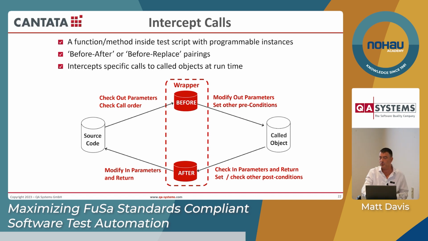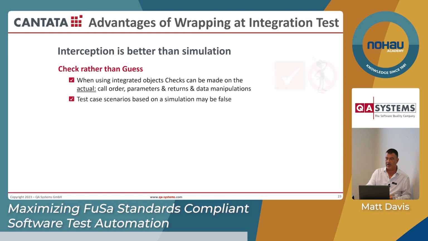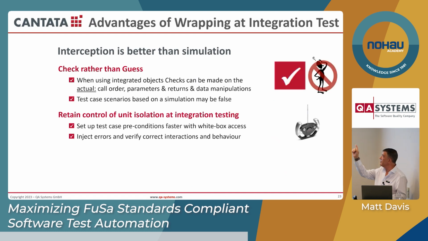But it's a little bit more flexible because that's the before and after. There is also the before replace pairing. That is a simulation. And you can choose which pairing you use anytime you make a call on any instance. So it's very flexible. Quick summary, advantages of that interception at integration test become more and more powerful because you cannot simulate the things you are integrating into your build. Yep, you can't have two functions declared in the same thing. The compiler will go, no.